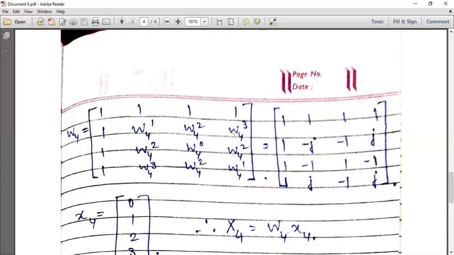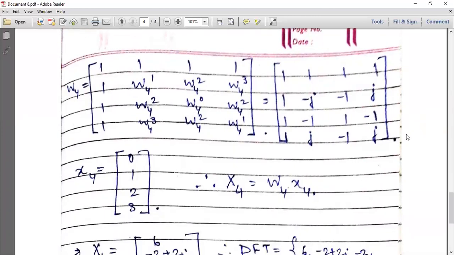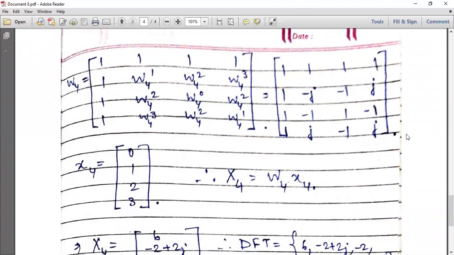In the fourth column, W4 to the power 3 is as usual, W4 to the power 6 is W4 to the power 2, and W4 to the power 9 is W4 to the power 1. So accordingly, I have replaced the values. And then I have written the value of x4. x4 is obviously 0, 1, 2, 3. It's a column matrix.